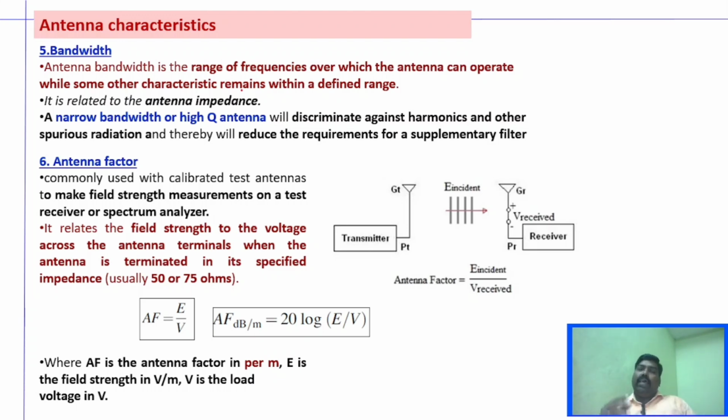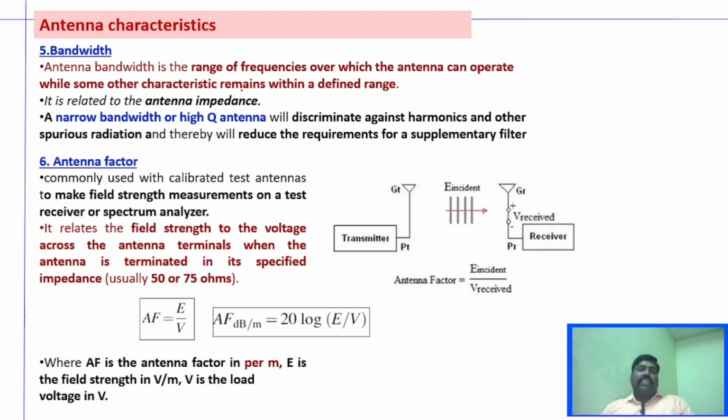And whenever we say an antenna with wider bandwidth or narrow bandwidth or high Q antenna, right? A high Q antenna, with very narrow bandwidth, will discriminate the unwanted harmonics and spurious radiation, right? So it will suppress and reduce the harmonics as well as the spurious radiation, which will also reduce the requirement of a supplementary filter. Whenever there are very few harmonics or very little spurious radiation, then we don't need a filter to eliminate those unwanted signals, right?